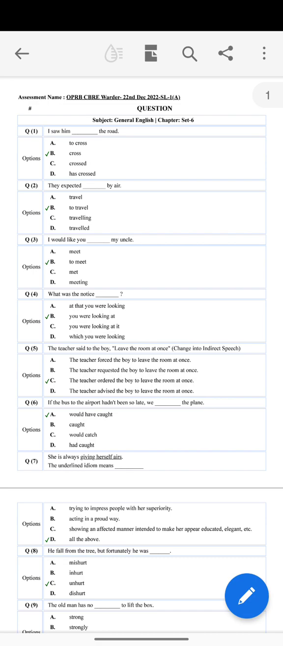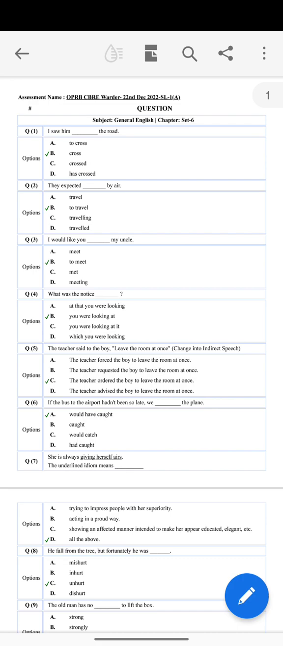Today we are going to discuss the official answer key of the Odisha Police Jail Warder exam. As you all know, this examination was held from 22nd December to 26th December in the year 2022, and today we are going to discuss the official answer key of the 22nd December 2022, shift 1 paper.